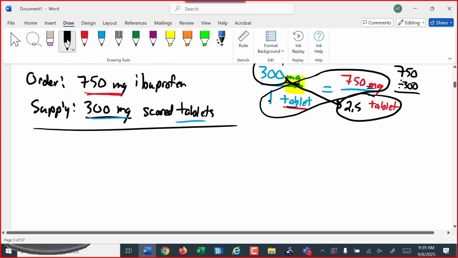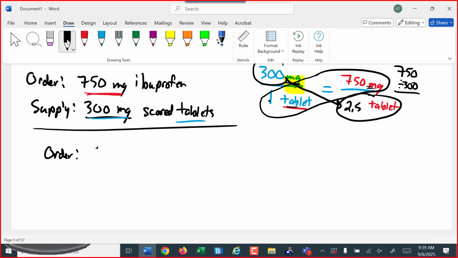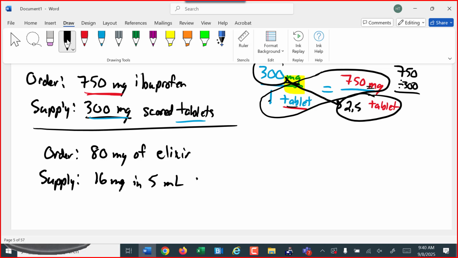If we look at our second example, we ordered 80 milligrams of elixir. And our supply of 16 milligrams in 5 milliliters of solution.